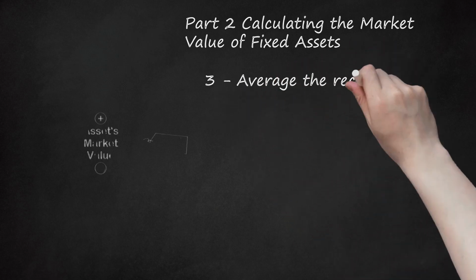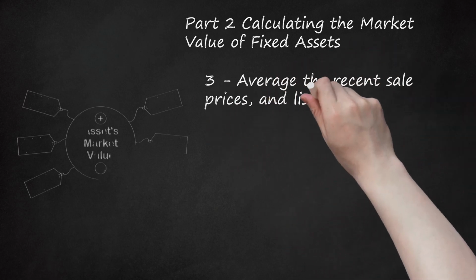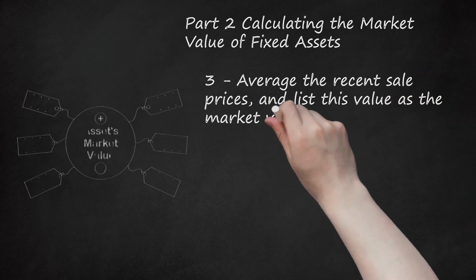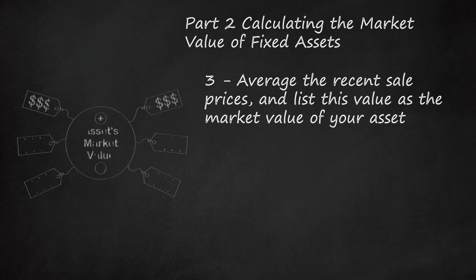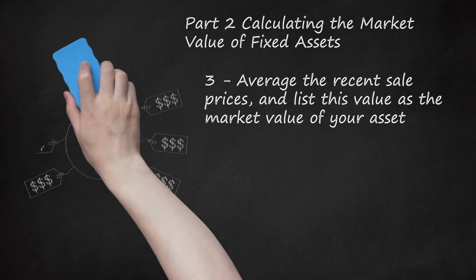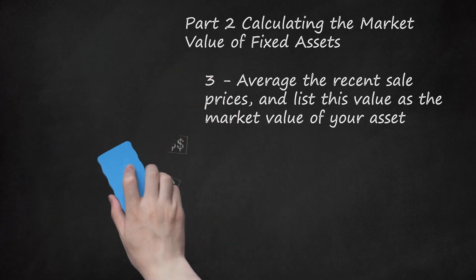3. Average the recent sale prices, and list this value as the market value of your asset. Make adjustments as necessary. For example, lower the price to reflect possible damage to the item. Similarly, raise the price to reflect some unique quality of the item, for example, a highly desired color or a limited number edition.